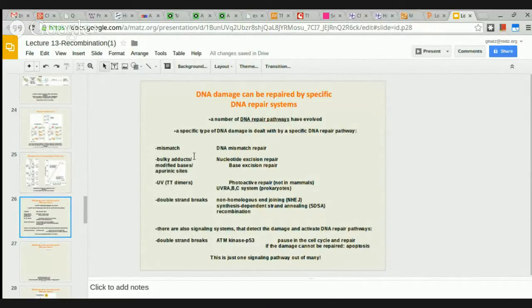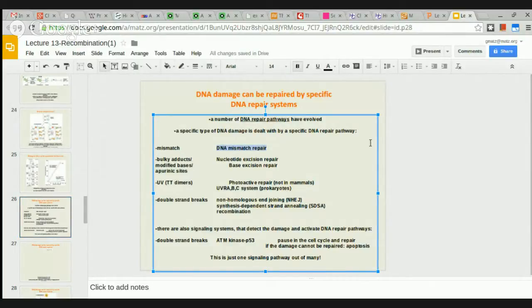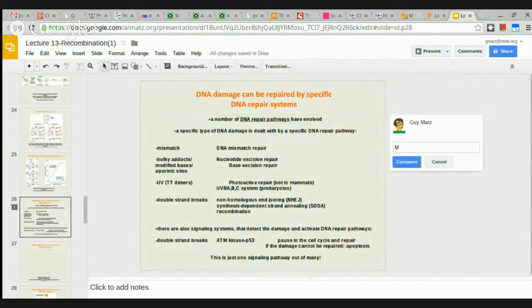Bulky adducts, a modified base at an apurinic site, are dealt with by a machinery called base excision repair. UV T dimers, that's photoreactivation repair, not in mammals, I said that before, or the UVR-ABC system in prokaryotes, that's called nucleotide excision repair in mammals. So that's a highly conserved system in evolution. Also true for DNA mismatch repair.